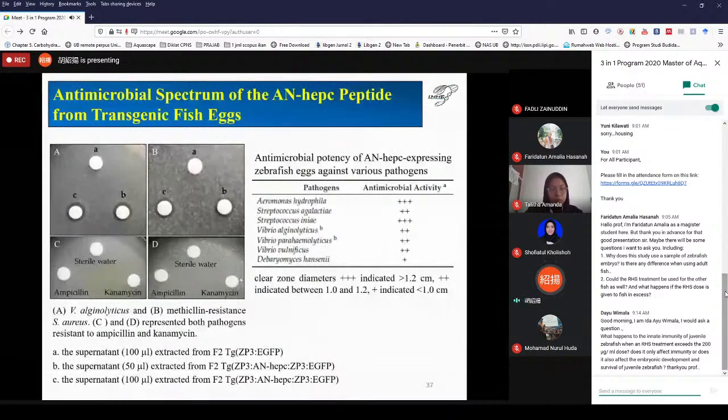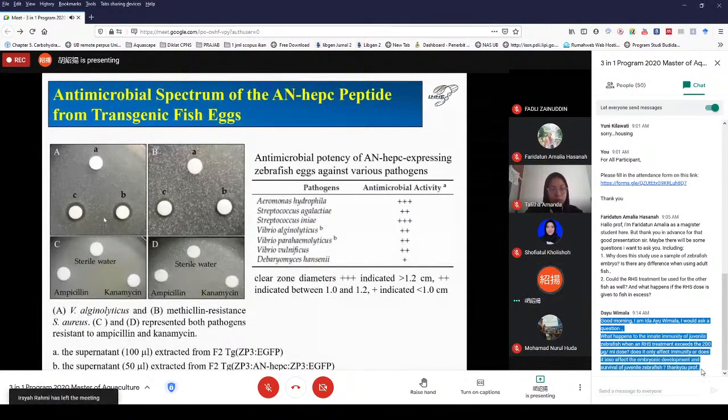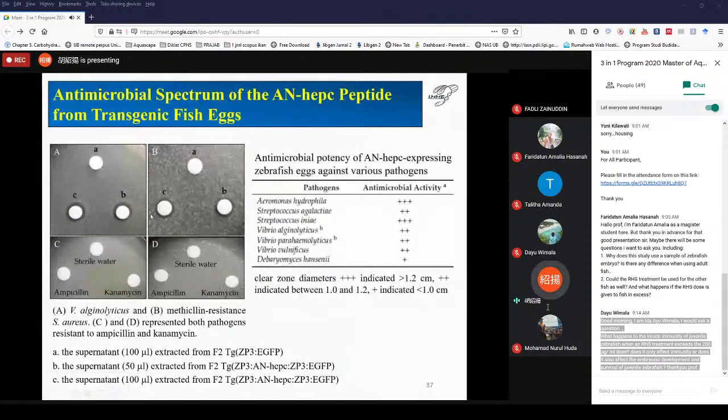But if we extract the crude hepcidin peptide from the fish egg and add it to the agar plate, you can see clear zones here. Okay, this is a control. A means the control. It's also the supernatant extract from the fish egg that only expresses the GFP. It's a control. But if it expresses hepcidin, you can see a clear zone here. Okay, so it means this expression system can express a bioactive hepcidin peptide.